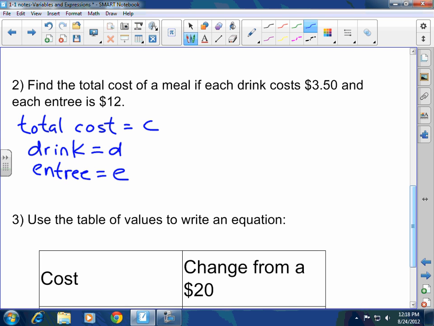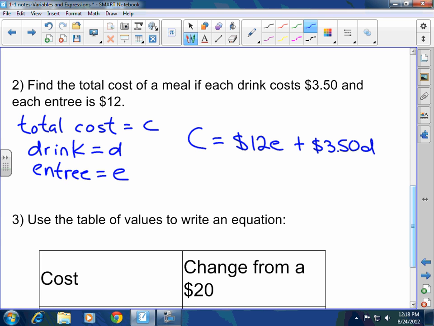Oh God, no. Okay, guys, I'm not trying to be rude, but think about it. Pretend you're out at a dinner right now, with your girlfriend. Isn't your total cost going to be $12 for every entree plus $3.50 for every drink? Come on, guys. But you didn't tell me what the labels were.